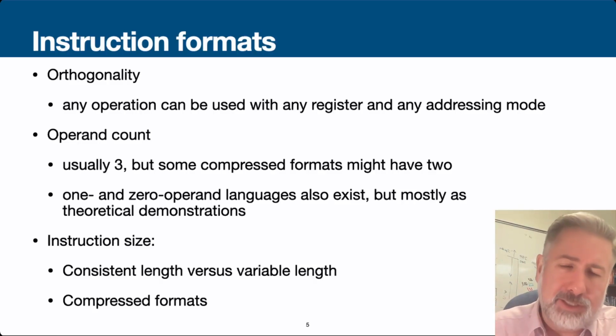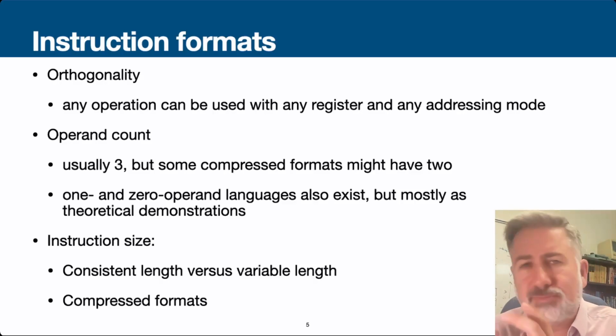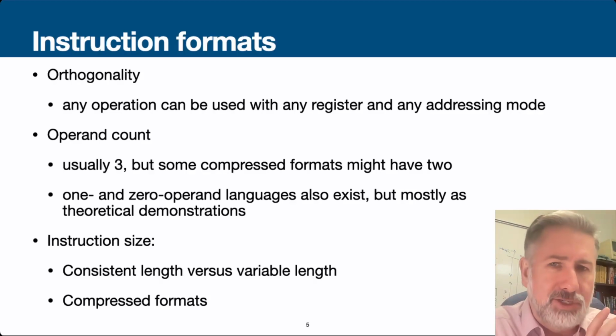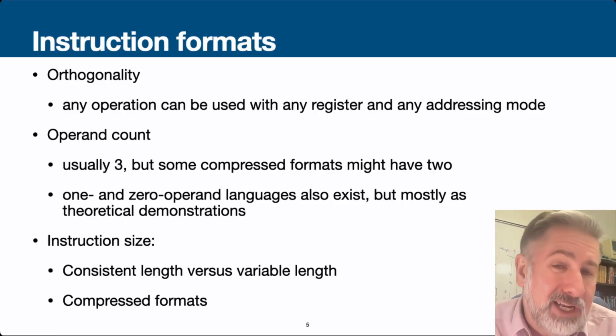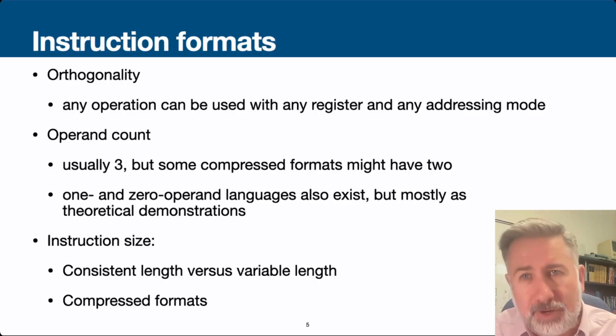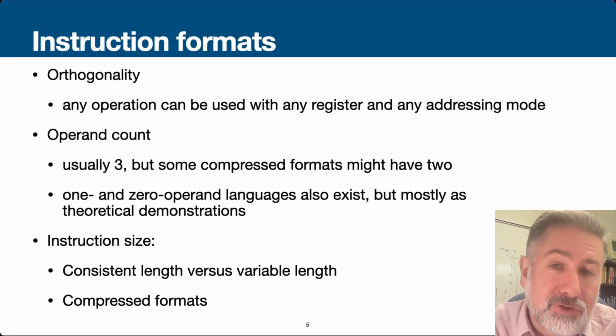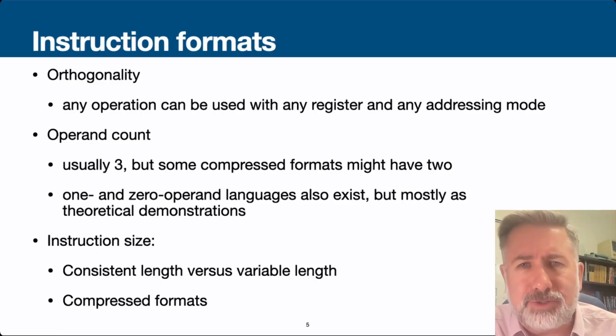In early days of assembly language design, you had a lot of specialization. You would do different kinds of data instructions and different kinds of memory access and stuff like that. But in the modern implementation, they try to make things as similar as possible so that they can be fast. So orthogonal just means that any operation can be used with any register and any addressing mode. And that's mostly true for most of the modern languages, but there are, of course, exceptions.